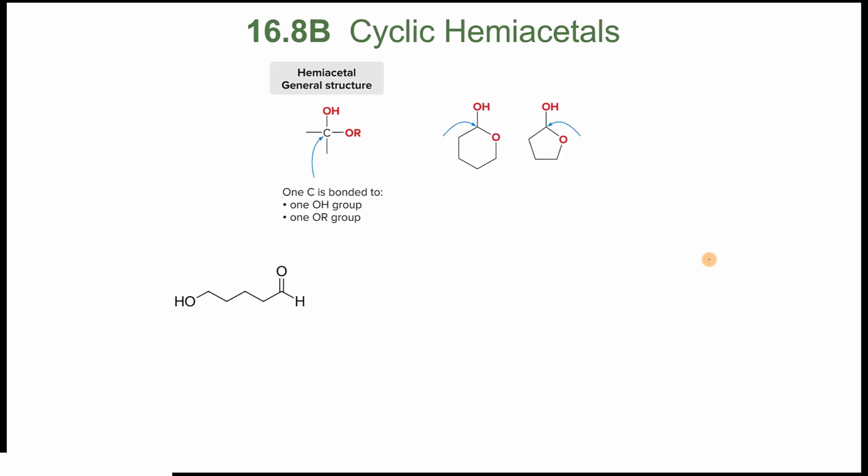We can also get cyclic acetals, which we saw in the one example. These are both cyclic hemiacetals. The hemiacetal carbons are bonded to one OH and one OR group.